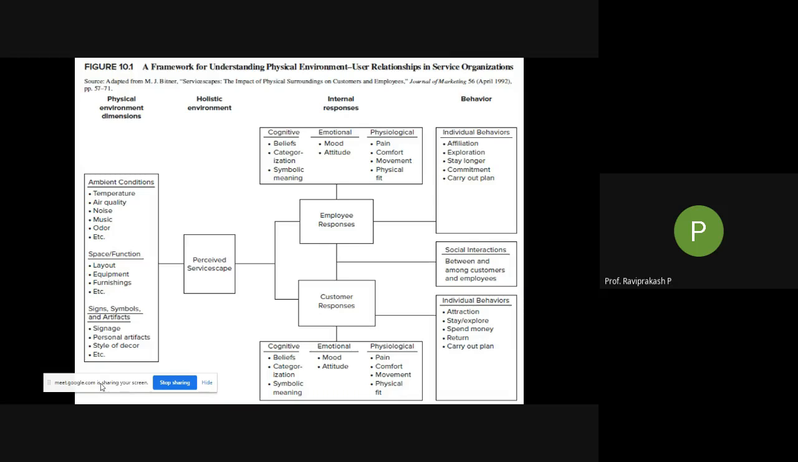So from the customer's response point of view, the individual behavior would be attraction. Seeing it, you are going there, staying, exploring. You are looking into different options, what is being provided. You are staying there, you are spending money if you are buying something, and you return back. If you feel good, you come back and carry out your activities. If you have classes on a daily basis, you plan things: I have so many classes, in between I have a break, can I go there or not, or am I doing any particular work in the break? So you also plan things and go and have your food if it is a food stall, as in the example. So this is the behavior of the customer.